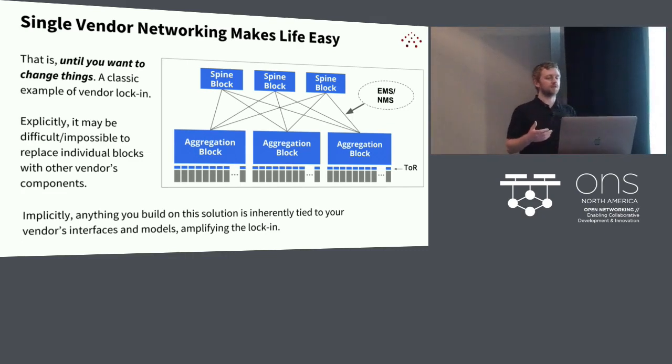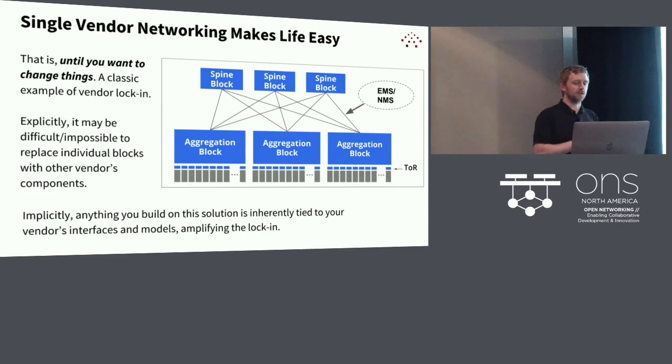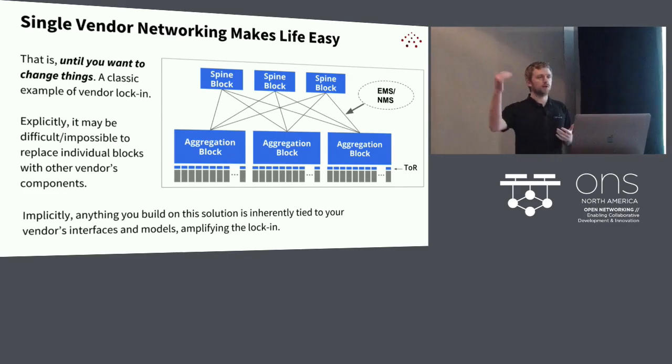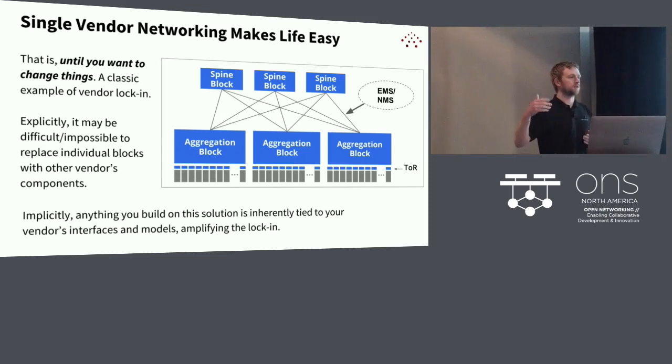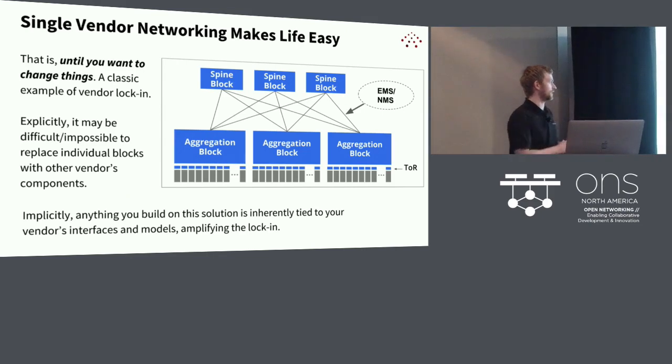And this is where we start to see a classic example of vendor lock-in. Explicitly, it may be difficult or impossible to change or replace the individual blocks with other vendors' components. And implicitly, anything that you start to build on top of this infrastructure, whether it be orchestrators and other applications, value-added features or services, is going to be implicitly locked into this architecture and this solution, which amplifies the vendor lock-in. It makes it very difficult or expensive to move away from this model.